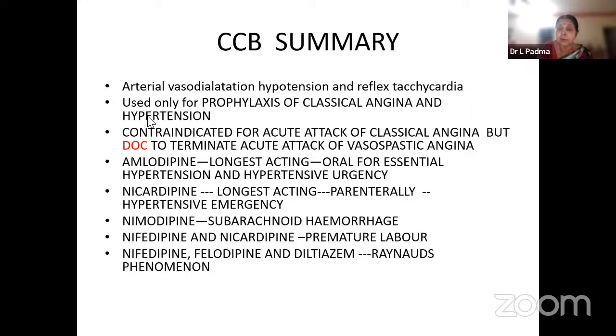Amlodipine is the longest acting, oral, for essential hypertension and hypertensive urgencies. U for normal, E for end organ damage. Nicardipine, parenterally, for hypertensive emergencies, nimodipine for subarachnoid hemorrhage. Nifedipine and nicardipine can also be used for premature labor to decrease the contractions. Nifedipine, felodipine, and diltiazem for Raynaud's phenomenon because they are vasodilatory in nature.